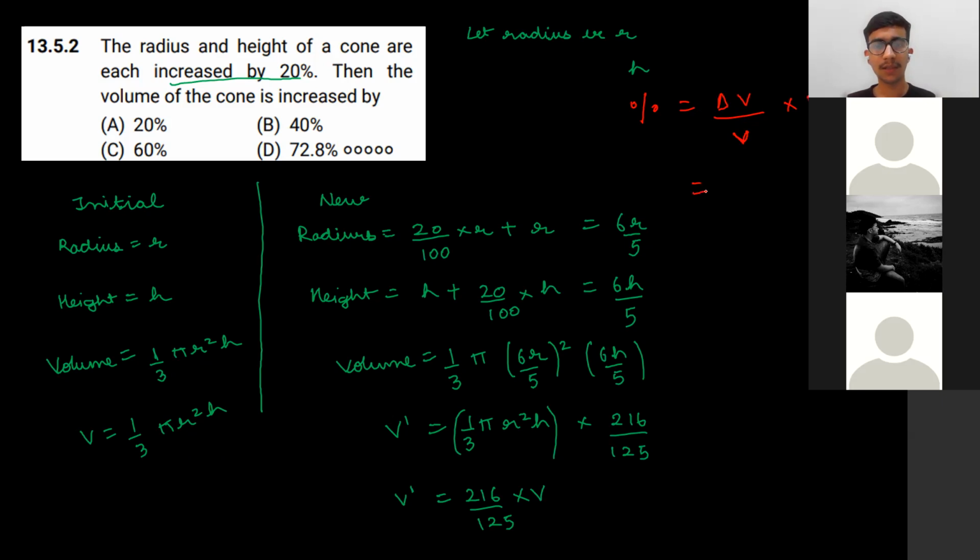Now, what is the change in volume? It is V dash minus V. Since V dash is the new volume and V was the original volume, V dash minus V divided by V into 100. So V dash is 216, so 216 by 125 minus V over V times 100.